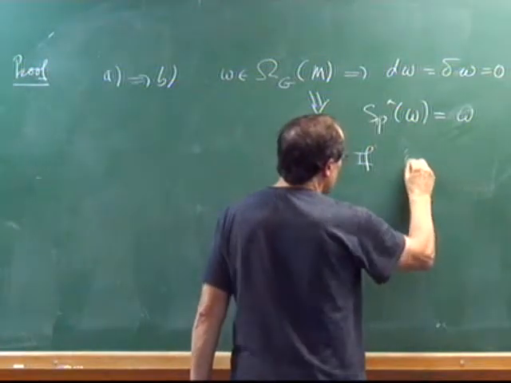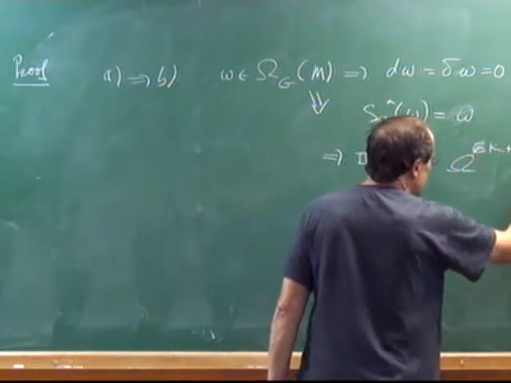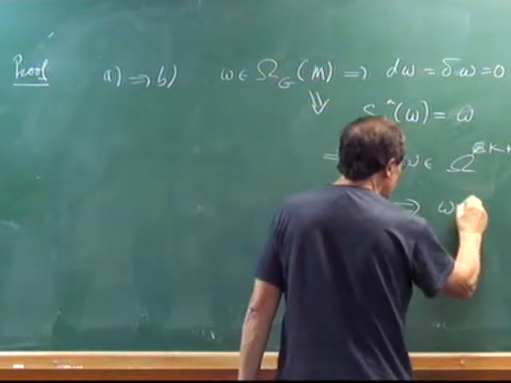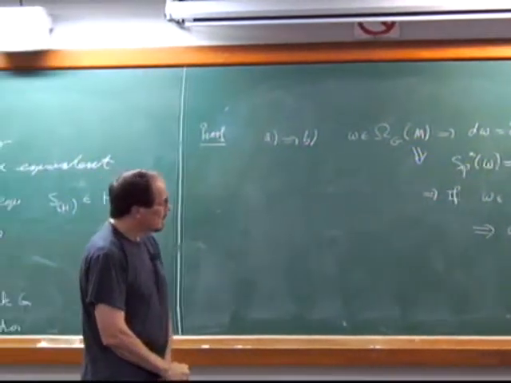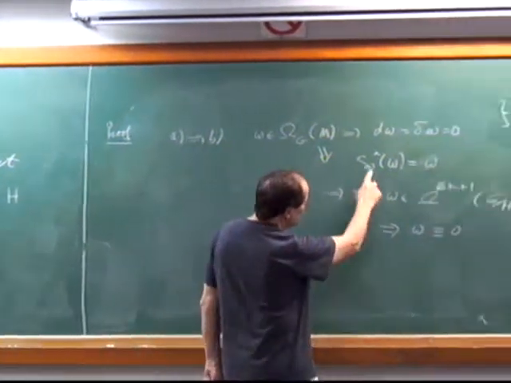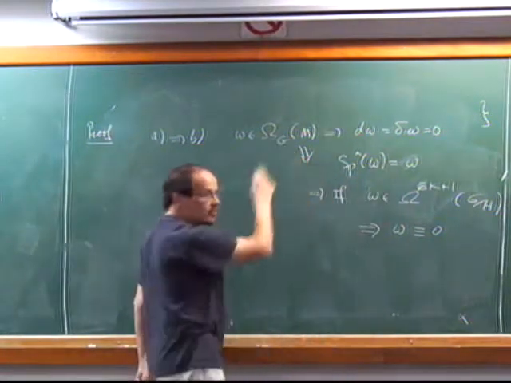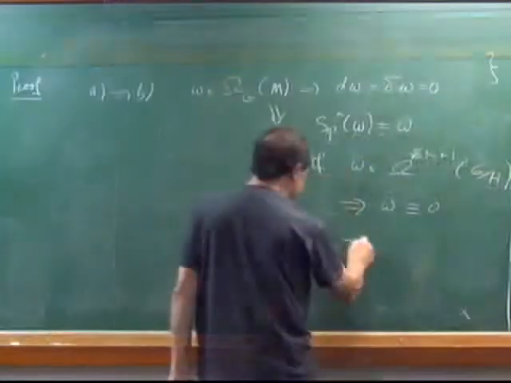if omega is a form of degree 2k plus 1, this implies that omega is zero. So it's a G-invariant zero form. I look at the base point, and this implies it's 0 at the base point, but the form is G invariant, so it's 0 everywhere. Okay. And of course, this implies the de Rham cohomology is 0.